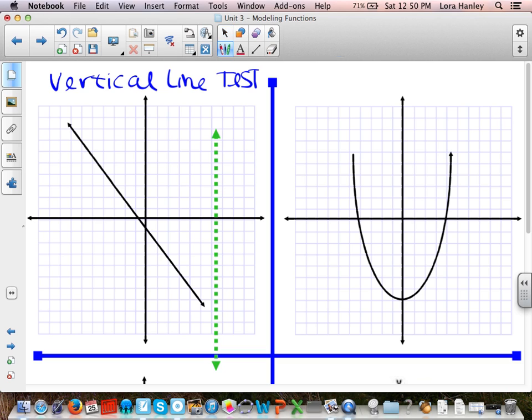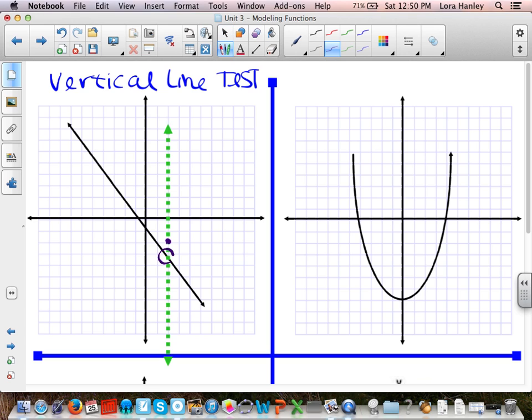The problem arises if we have another point. Maybe I have a point right there. So if I do my vertical line test now, at this specific spot, my graph crosses through my vertical line here and here. So it's failing the vertical line test, which means this would not be a function.